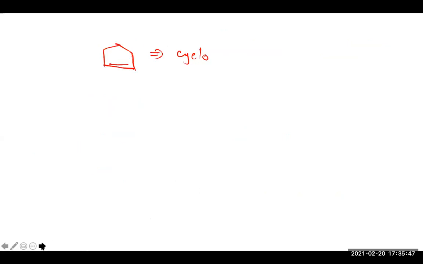Okay, so this one will be a cyclo, and we need to count the number. Of course, the double bond will always be between 1 and 2. If you have a cyclic compound, the double or the triple bond will be at 1 and 2 always. So it will be cyclo, and here 5, so it will be pent, and this one contains a double bond, so it will end with ene, so it will be pentene.